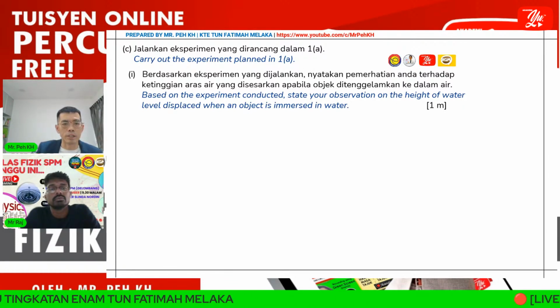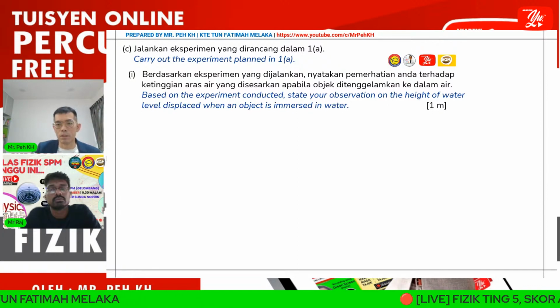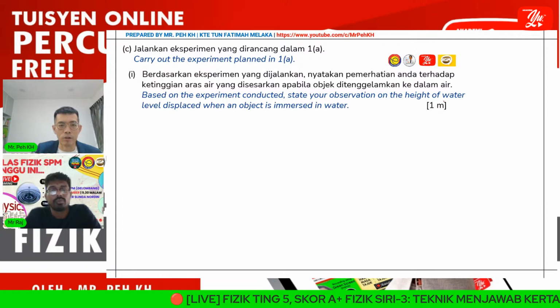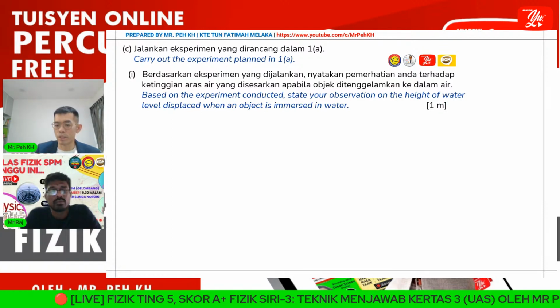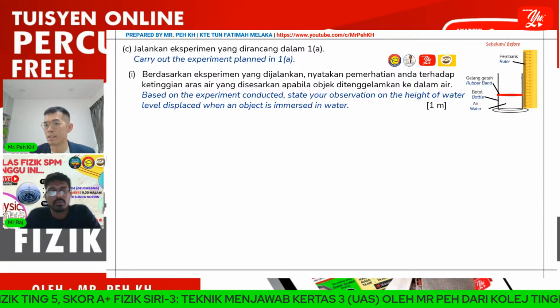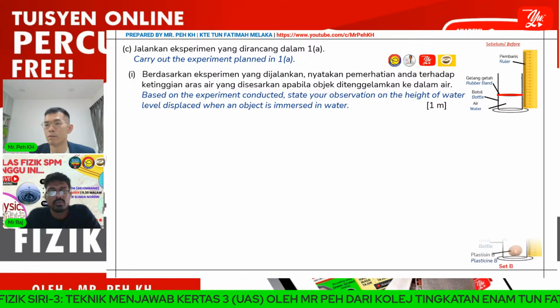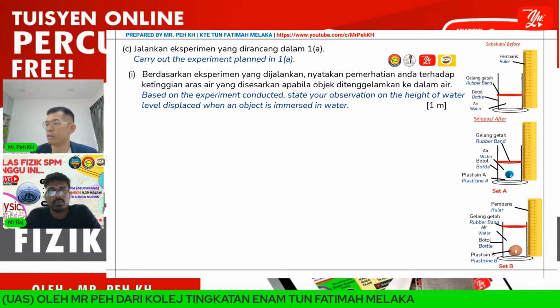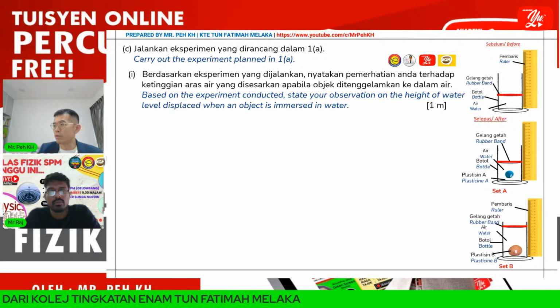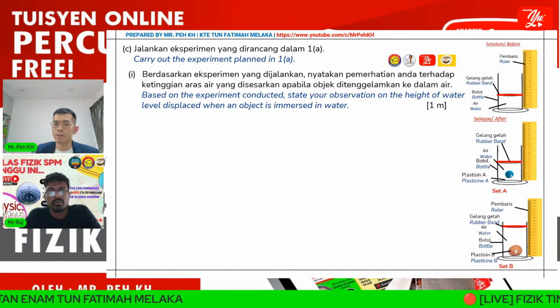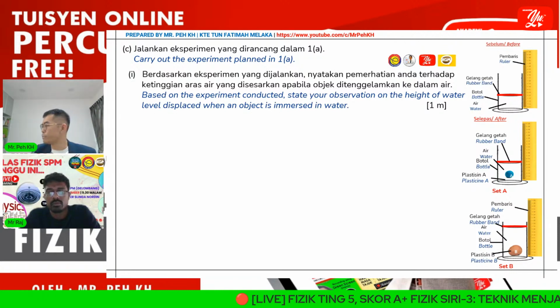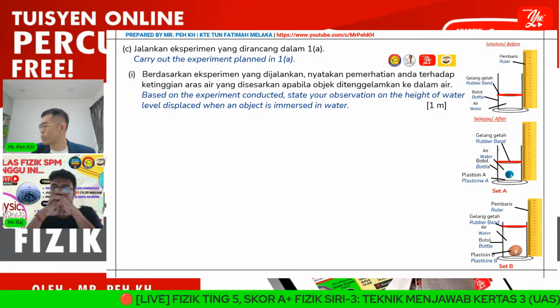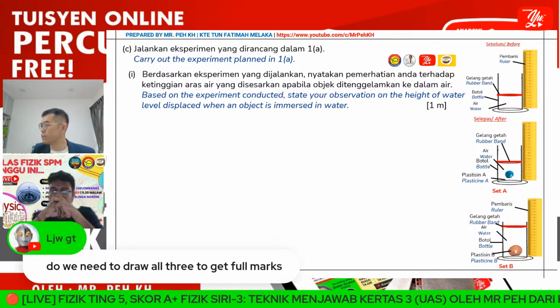Okay, so based on the experiment conducted, state your observation on the height of water level displaced when an object is immersed in water. Here it asks you to observe. So again, this is the initial, and here will be after we put the plasticine into the water. What can you see as the difference between before and after?